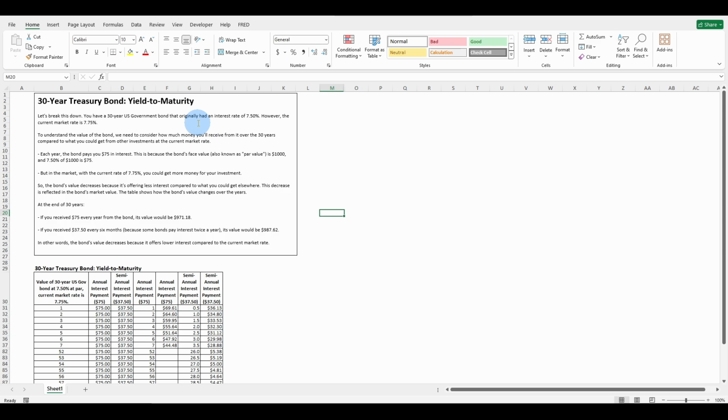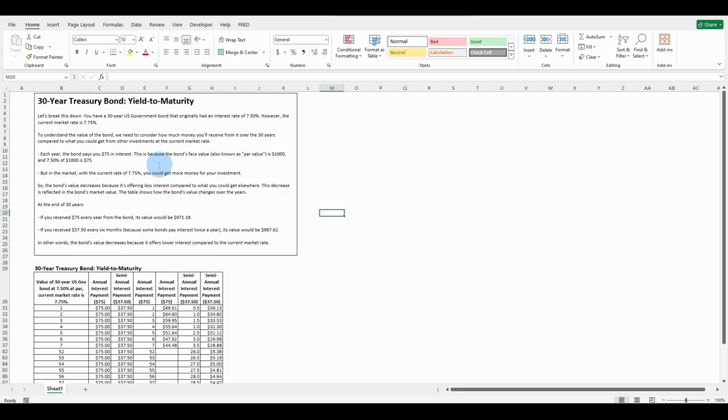7.5 versus 7.75. What's going to happen when interest rates increase? Your 30-year bond, if you were to sell it immediately at the current market rate, is going to lose value. Why? More people are interested in 7.75 investments. Why would they buy your bond at 7.5 when they can go next door and buy it for 7.75 with no additional risk? What happens? You're going to take a haircut.